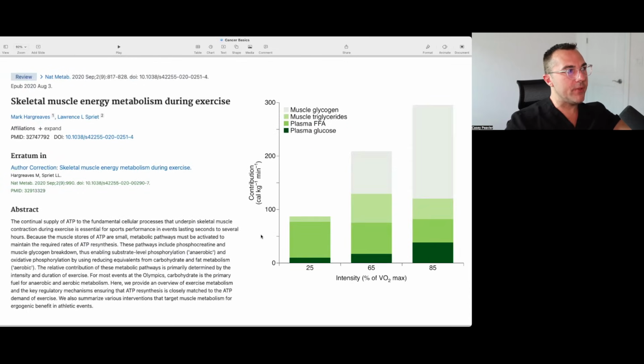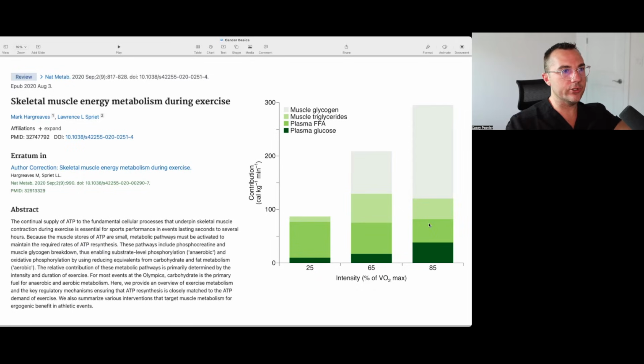So probably the best example of the metabolic flexibility that's achieved by the human body is muscle cells under different types of exercise intensity. For example, low intensity uses mostly fat, triglycerides, and some glucose. It's not all black and white. There's some glucose used, right?